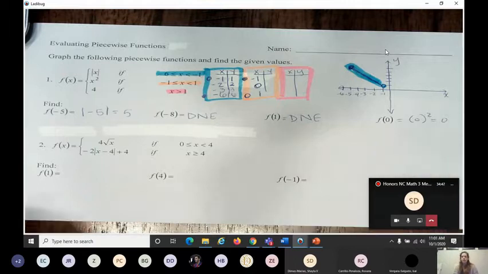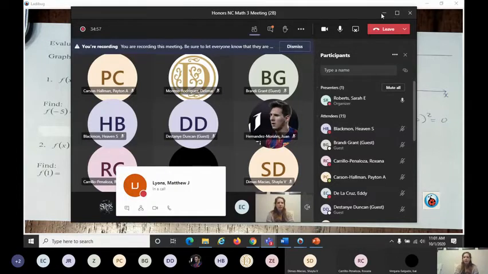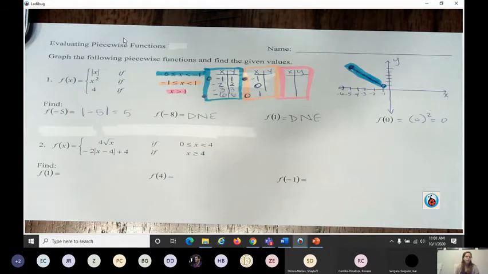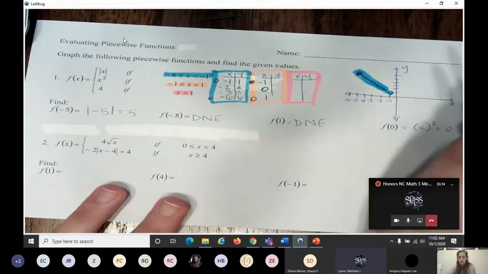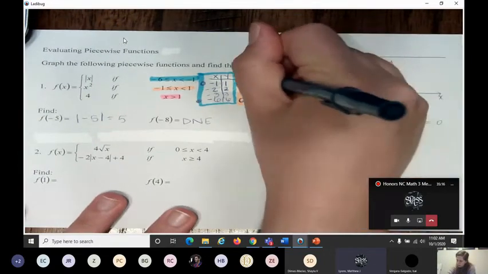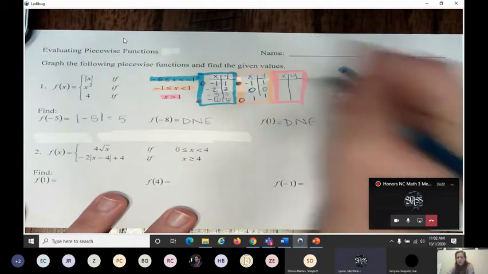Okay, so now I need somebody to fill in the right-hand side. We're sticking -1, 0, and 1 into this x squared function. Matthew, can you fill in that table for me? Yes. Okay, so what's -1 squared? 1. What about 0? 0. And 1? 1. Perfect. Thank you very much, Matthew.